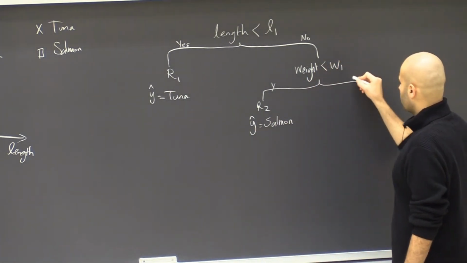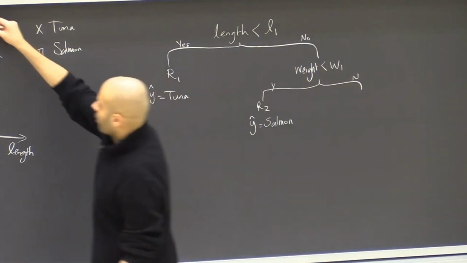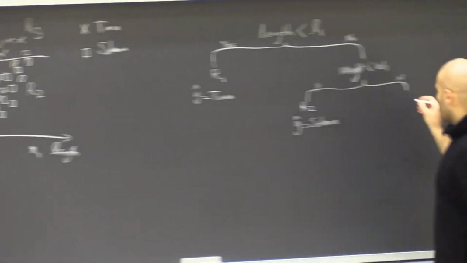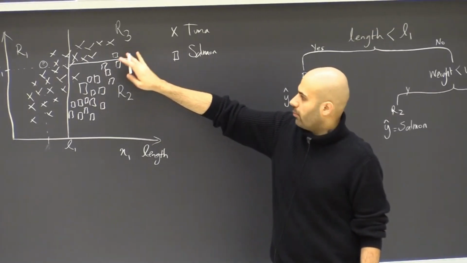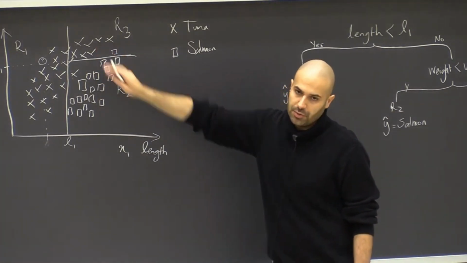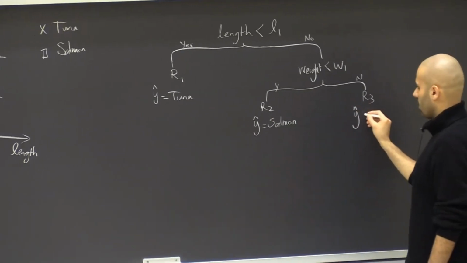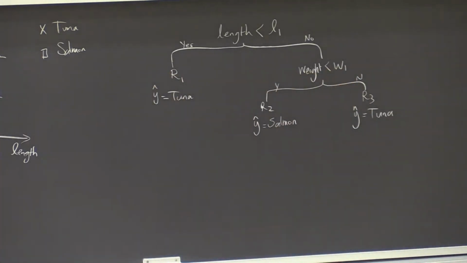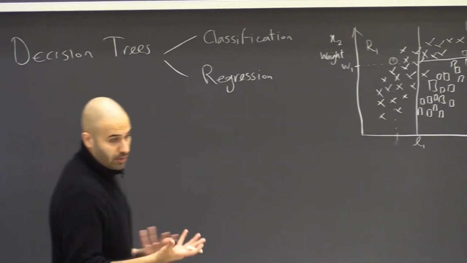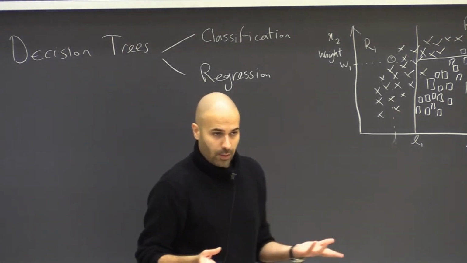And if the answer to this question is no, this means that we are in region R3. And for region R3, as you can see, again, the region is not perfectly homogeneous, but most of the observations in this region are tuna. So it just makes sense to predict this as tuna. So this is a decision tree. As you can see, it's very intuitive. It is meant to represent the process that some people follow for making a decision.